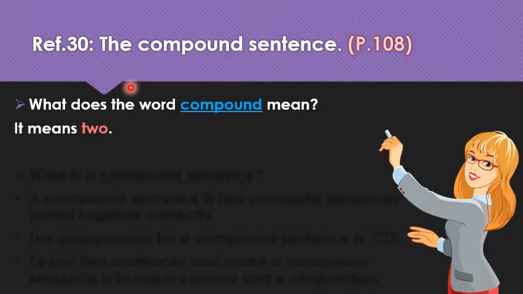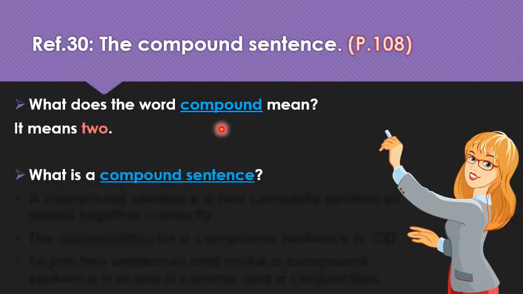But before we do that, what does the word compound mean? Tell me. It means two. So whenever you hear the word compound, it means two: 2 sentences, 2 subjects, 2 verbs, okay? Whatever you have, it means 2 things together.